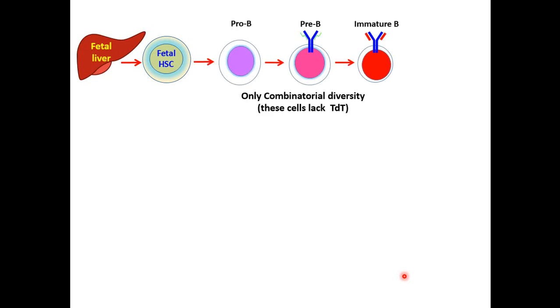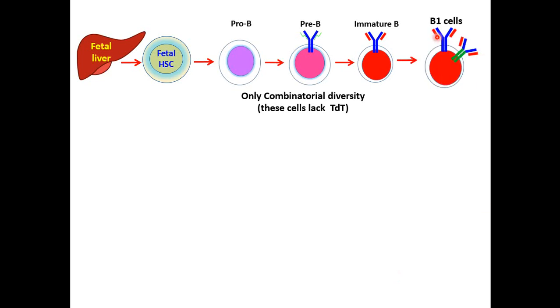B cell production, or basically generation of blood cells, starts during the fetal period. And liver is the main hematopoietic organ during the fetal period. So there are fetal hematopoietic stem cells, and some of these stem cells become B cells. They undergo the pro-B, pre-B, and immature B stage, and then finally the mature B stage.